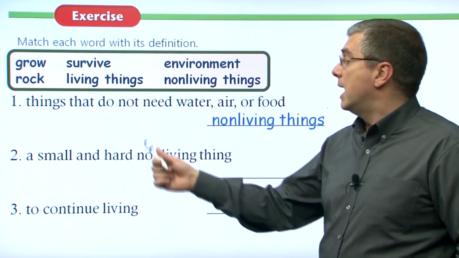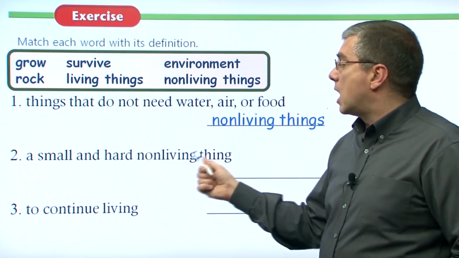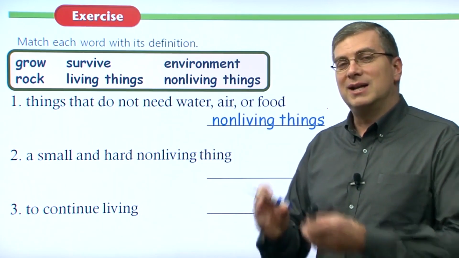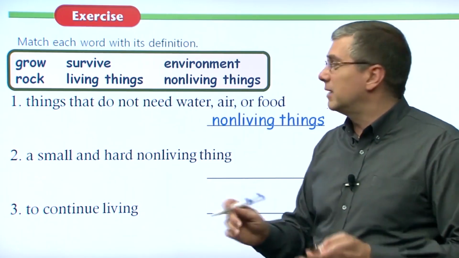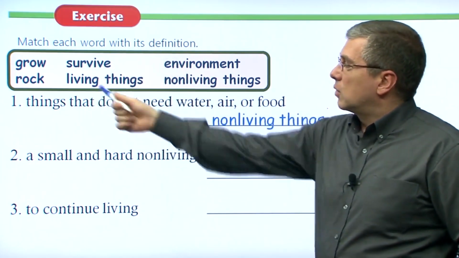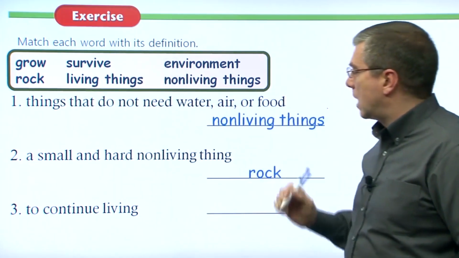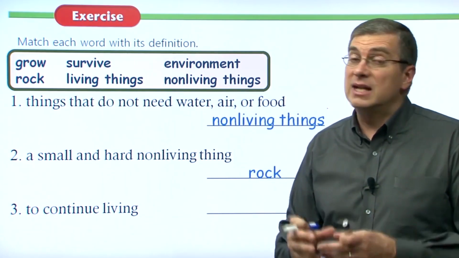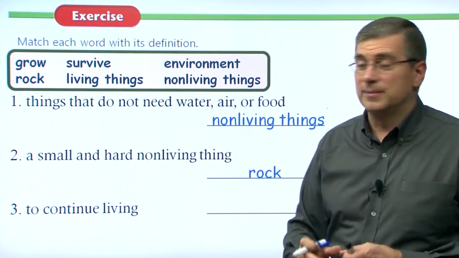Okay, good. Number two, a small and hard non-living thing. So again, remember that video that we saw, right? It's small and it's hard. It's a non-living thing. Which of these words fit that description? Well, of course, if you choose rock, you would be right. Rock is a small, hard, non-living thing. It doesn't live. It's not alive.